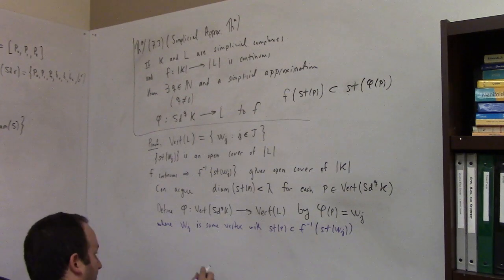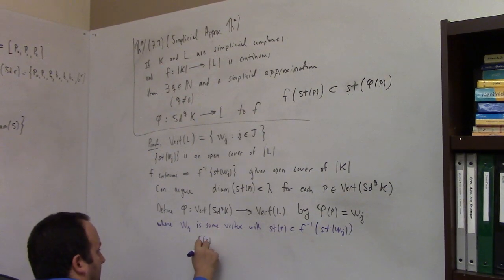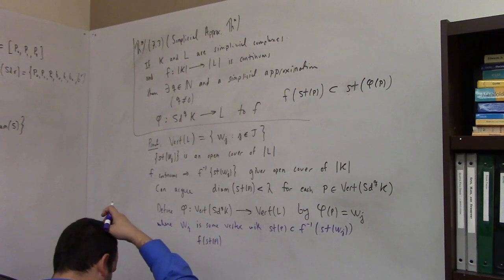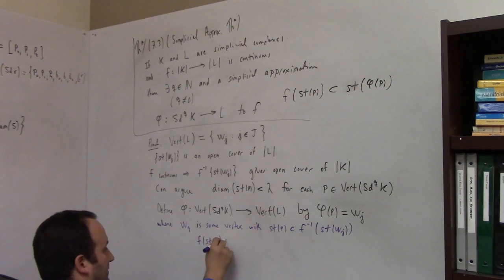So it follows that f of the star of P is a subset of the star of Wj.